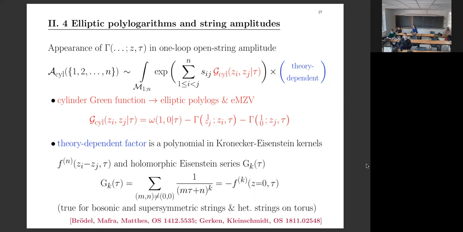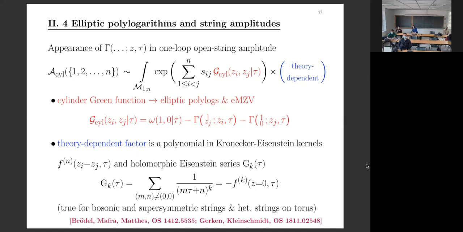And then the theory-dependent factors that I keep on omitting, they will consist of these Kronecker-Eisenstein kernels Fn. So no matter whether I am in a bosonic theory or in a supersymmetric string theory, all the correlation functions of vertex operators give you polynomials in the Fn's. So these Kronecker-Eisenstein kernels, initially identified in the math literature, they are also favored by the conformal field theory for 1 loop string amplitudes when you put massless vertex operators on the cylinder boundary or the torus.